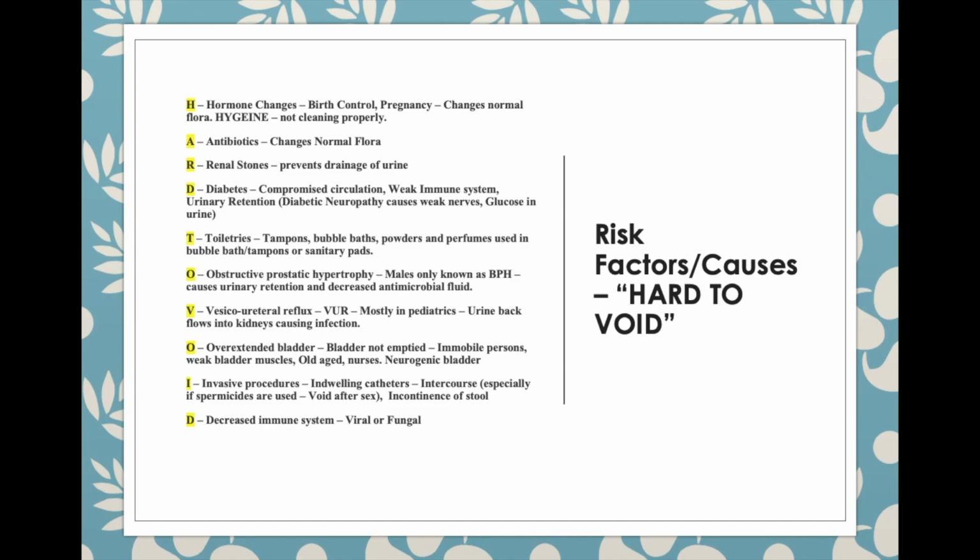And if you know that urine being stationed for a very long time causes infection, well, the kidney stones are going to cause urine to be stationed, and then it's going to cause UTIs. Diabetes is also another issue for UTI. Also, toiletries like tampons, bubble baths, powder, and perfumes that girls put under there. These things, not only do they damage your flora, but tampons are very, very bad.